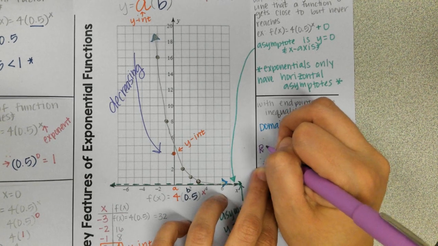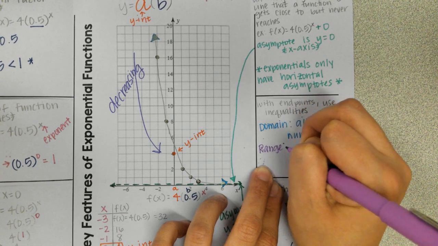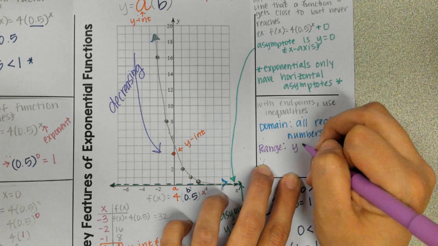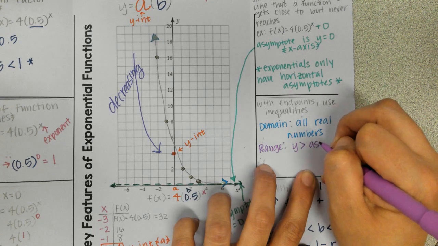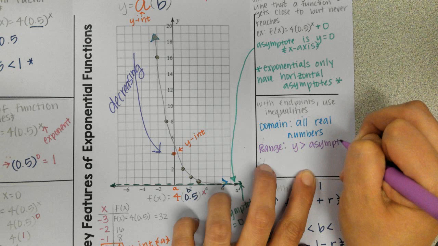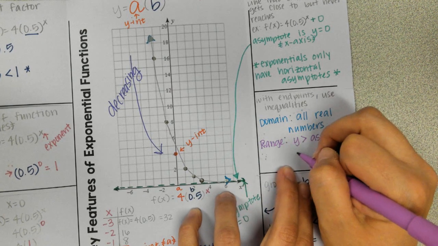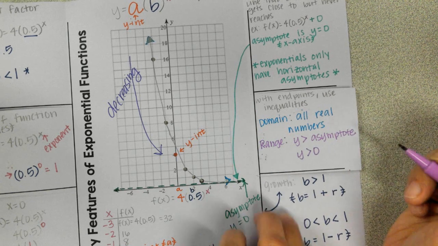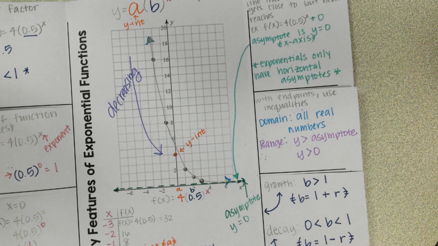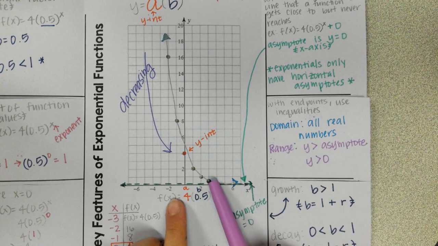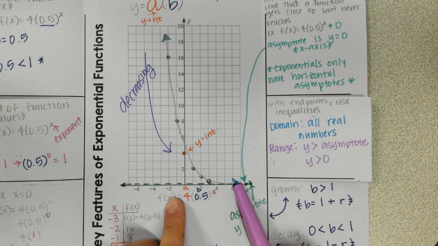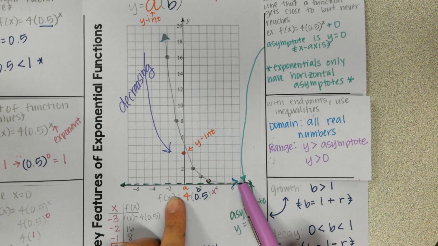Whatever your asymptote is, in this case, 0. So your range is y is greater than whatever your asymptote is. Again, in this case, it's 0. So y is greater than 0. It's not equal to, because again, this exponential function is never, ever, ever going to reach 0.